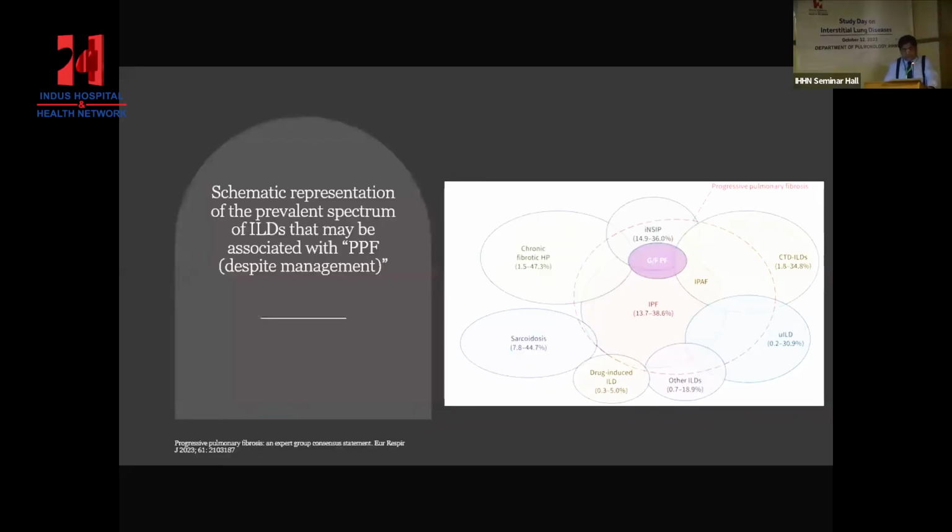Now, this diagram is showing the burden of the different manifestations of ILD having the PPF. You can see very clearly that the dotted line represents the progressive pulmonary fibrosis. One can have chronic HP, where the lowest incidence is 1.5 and the maximum is around 47, then sarcoidosis around 40s, drug-induced again around 5, ILDs like this, okay?